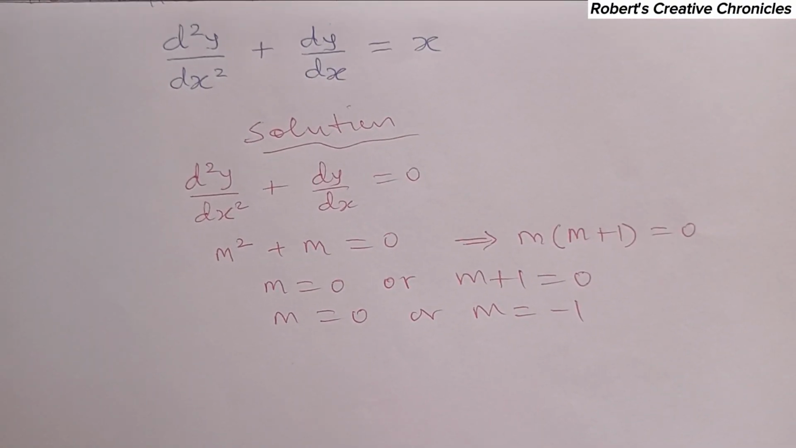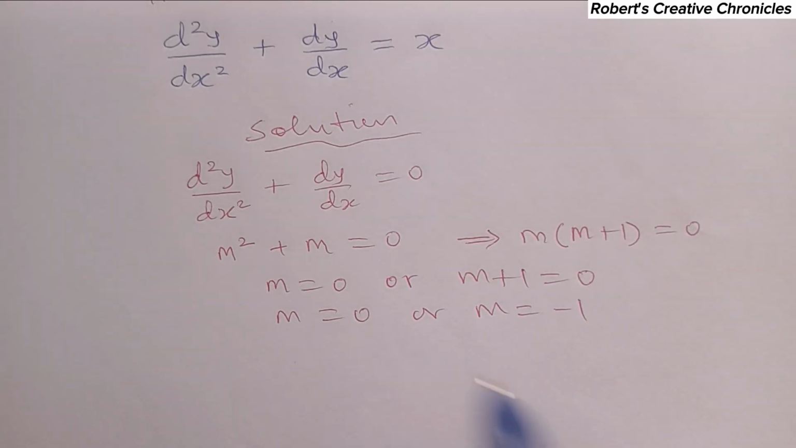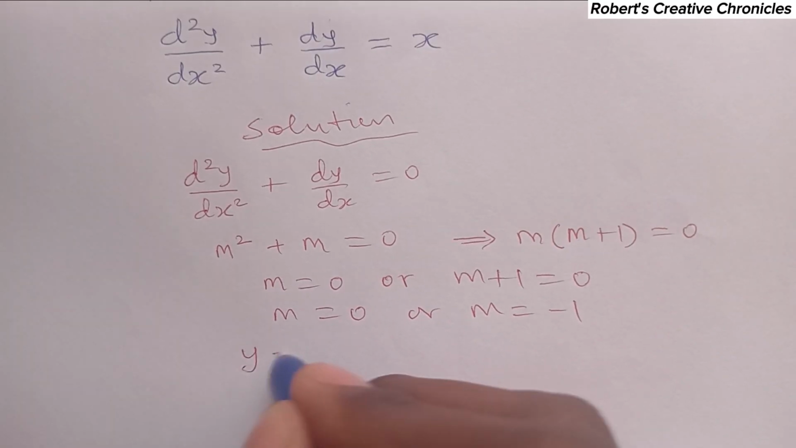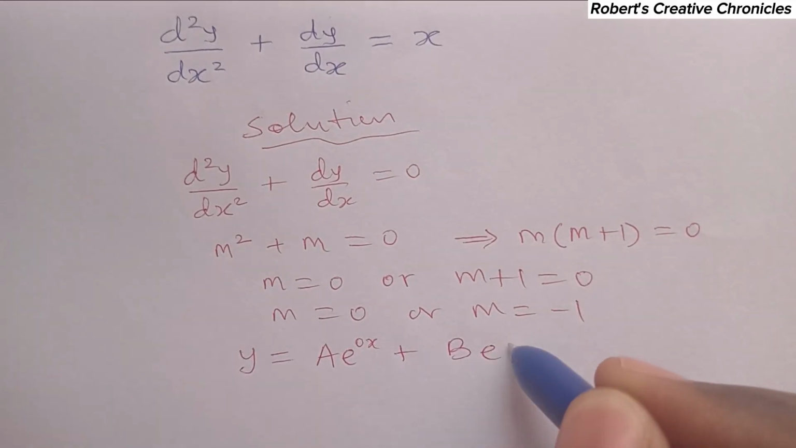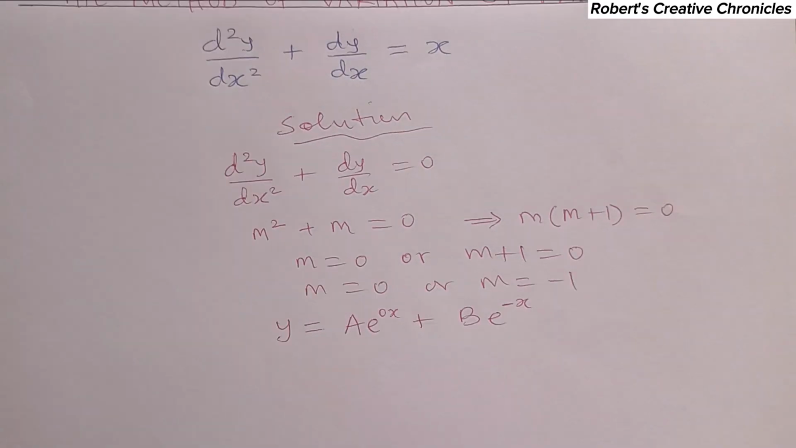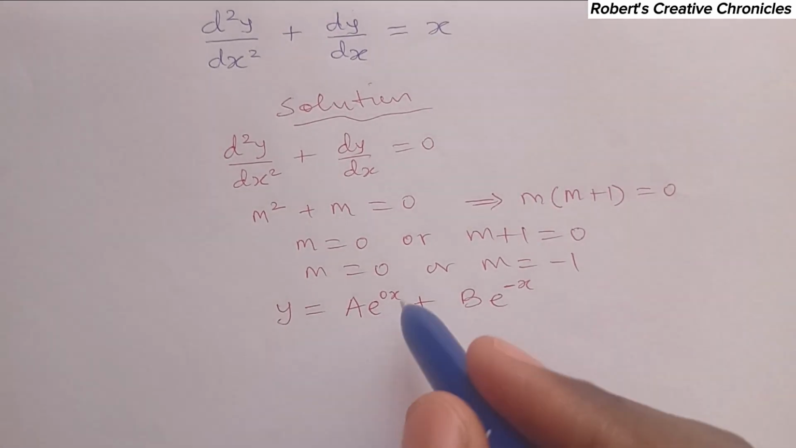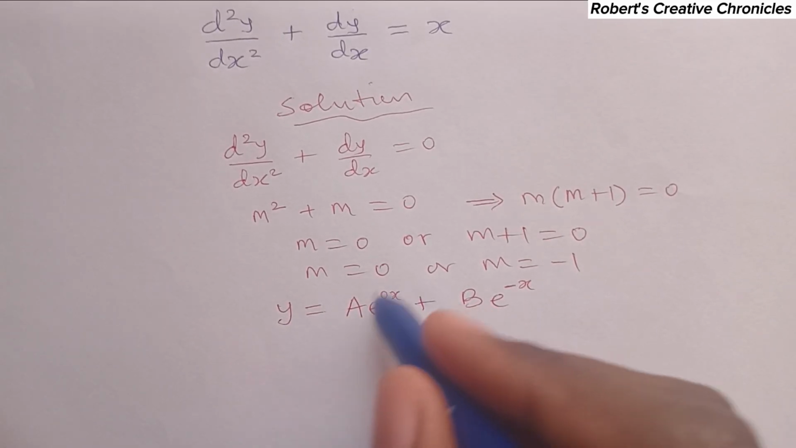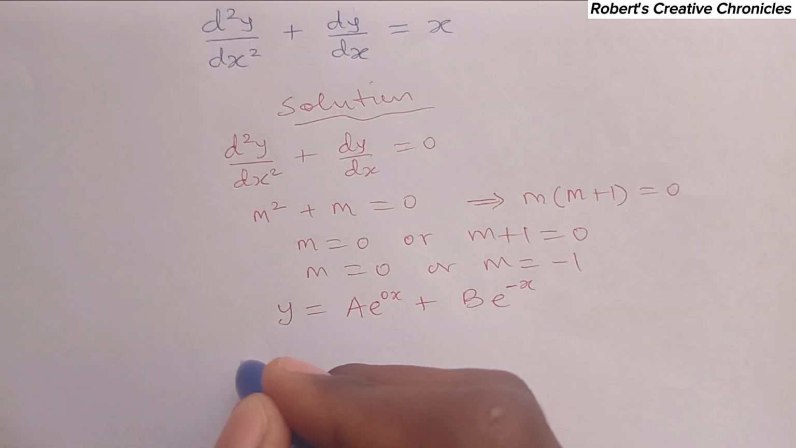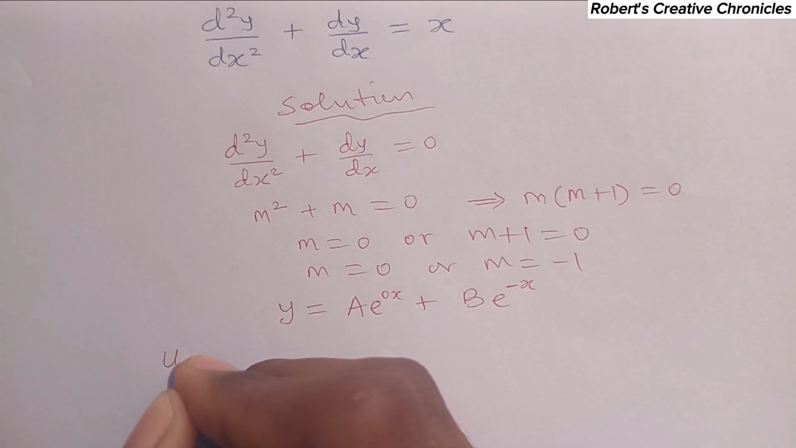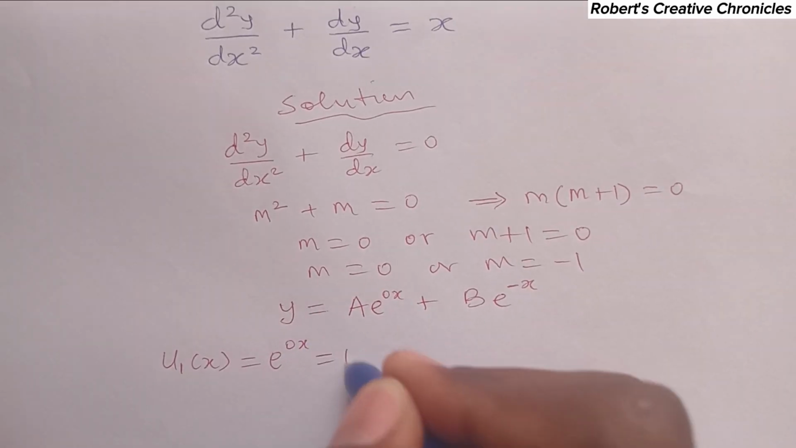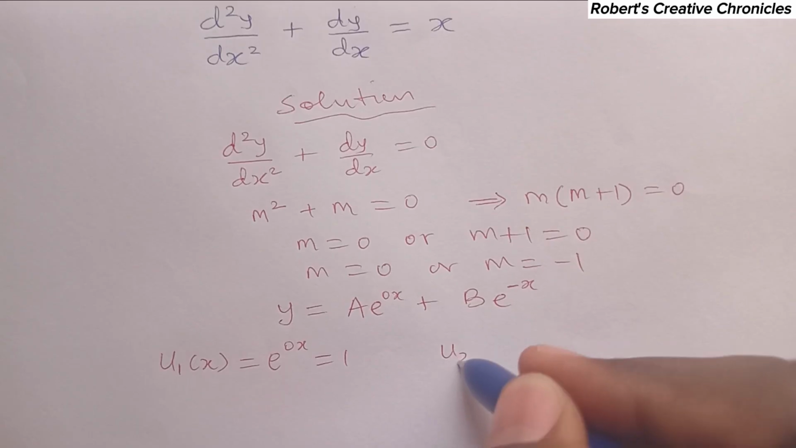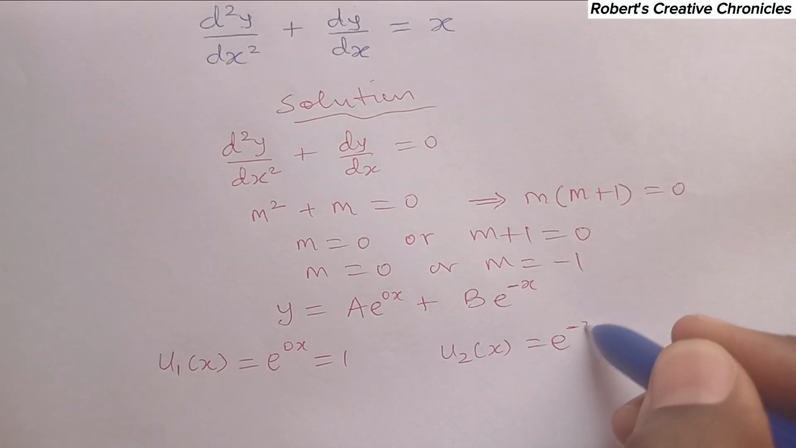So now, since our roots are real and distinct, the general solution will be y equals a e to the 0x plus b e to the negative x. According to the method of variation of parameters, we are going to substitute this e to the 0x and e to the negative x as what? We will say u1(x) will be equal to e to the 0x, which is equal to 1, and u2(x) is equal to e to the negative x.